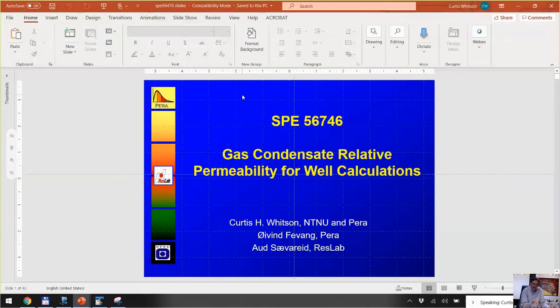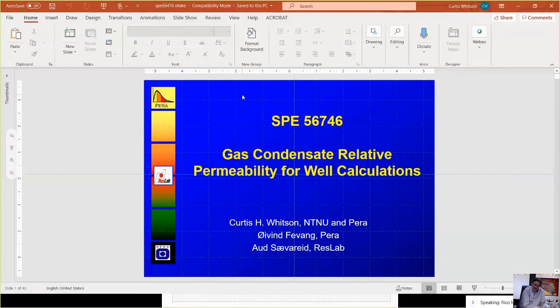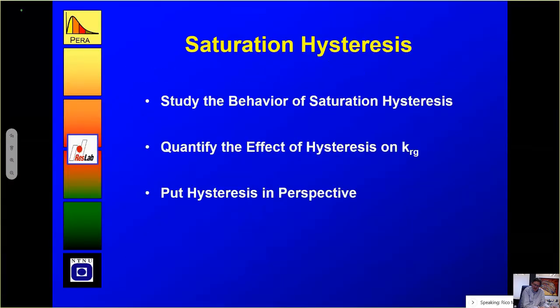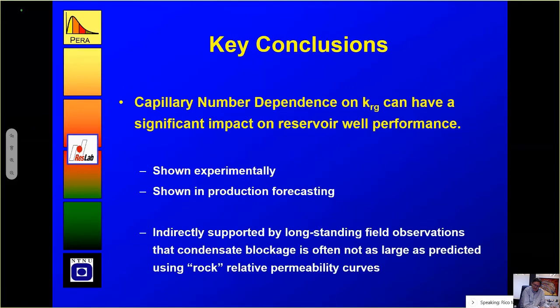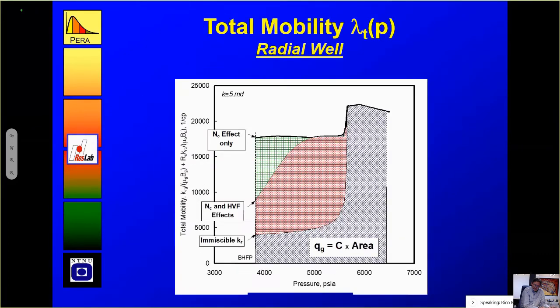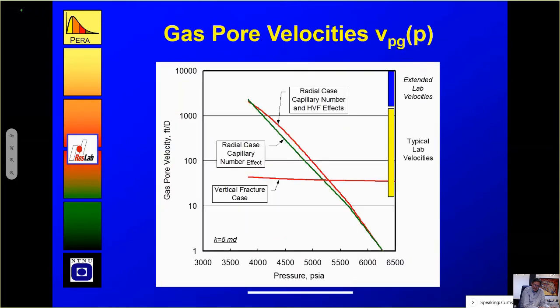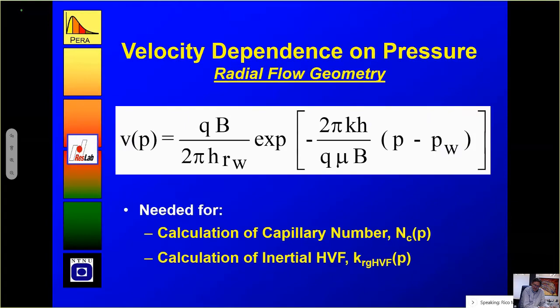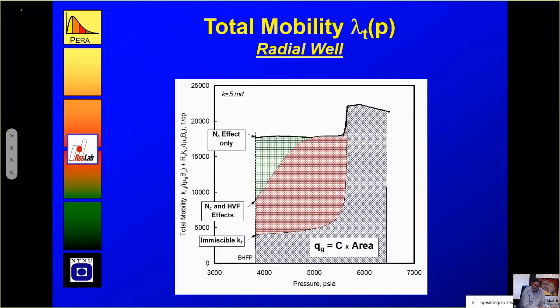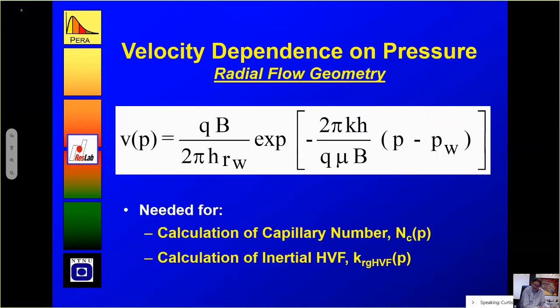A plot from this figure, from this presentation? Yes, from this presentation. Okay. Which was it? At the very end, where you have the gas production profile for immiscible capillary number and high velocity flow effect for the radial well case. Yeah. Here? Yeah, but for the production over time. Is it before? Going down. Going down?